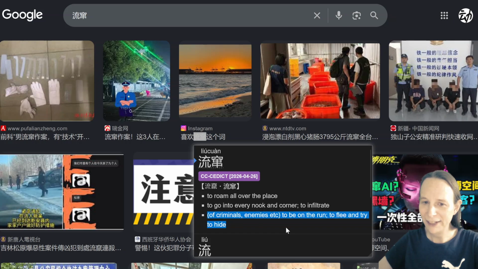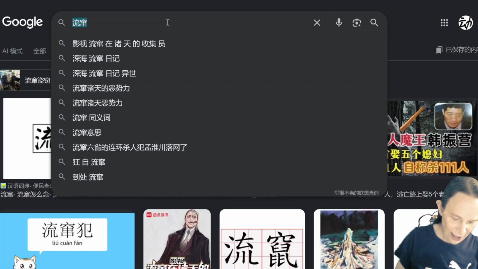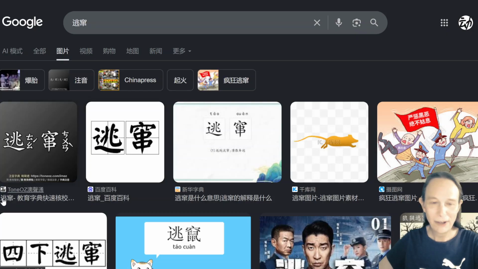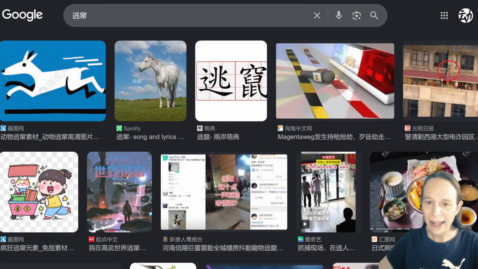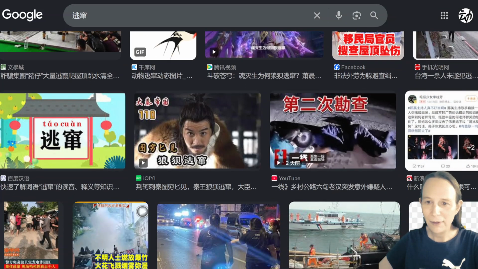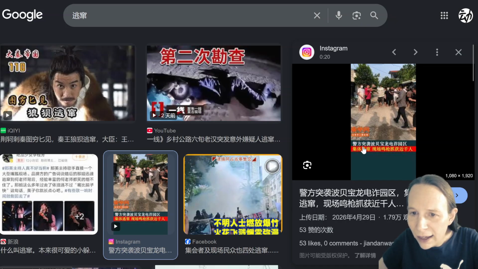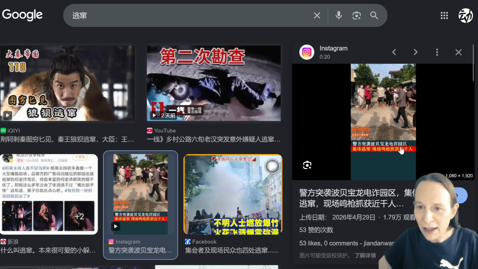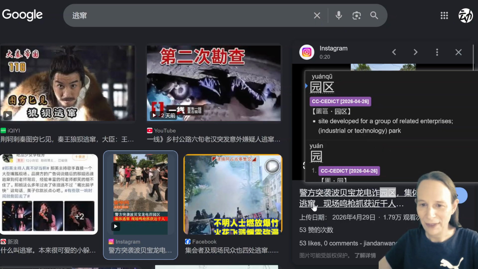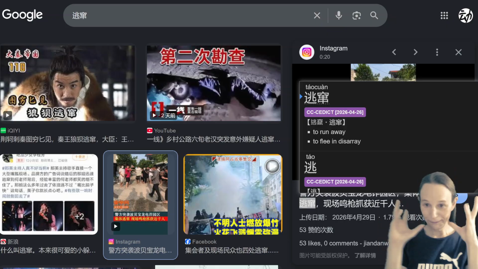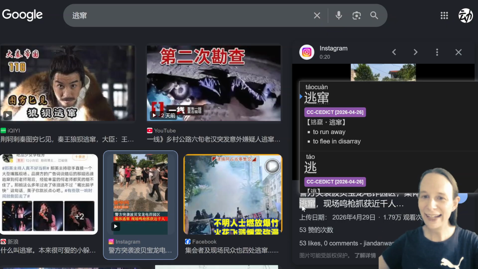This one. Oh, to be on the run, flee, try to hide for criminals. 流窜. Okay. 逃窜. So this would also be fleeing of criminals. 逃窜. Or of mice, apparently. Why is my hover not working? 逃窜. Run away, flee in disarray. I'm not seeing much 逃窜ing. Is that 逃窜? 警方what is this? 突袭坡背宝龙电价园区. All right, so these are criminals. And okay, 逃窜. All right, so there's some sort of scamming ring, and the police caught up with them, and guess what? They fled in disarray.